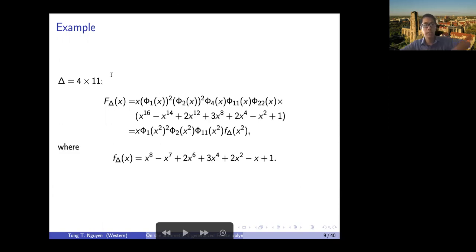And then finally, I want to give an example where delta is actually even. The previous ones were cases where delta is odd. In this case, f delta has a factorization into phi 1, but the polynomial is actually a polynomial in x squared. And same thing, phi 2, but with the variable x squared, and phi 11 with the variable x squared. And finally, there is a polynomial in x squared, where this polynomial is given by this. So it's an irreducible polynomial.